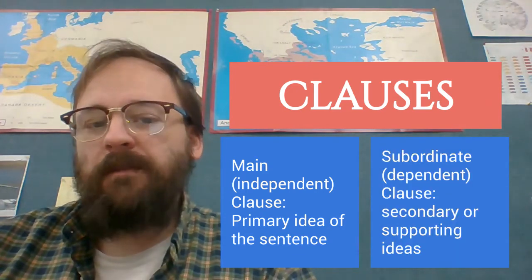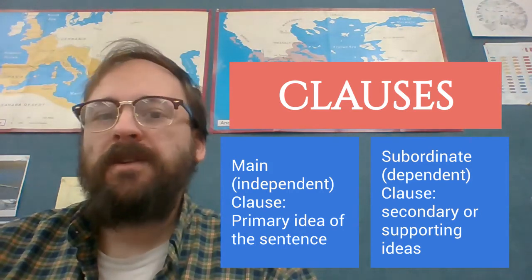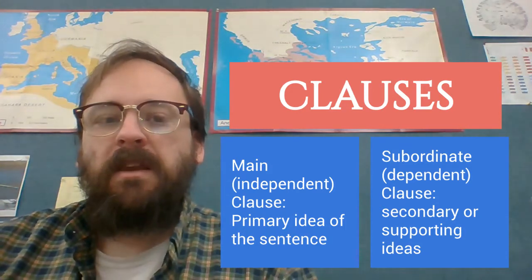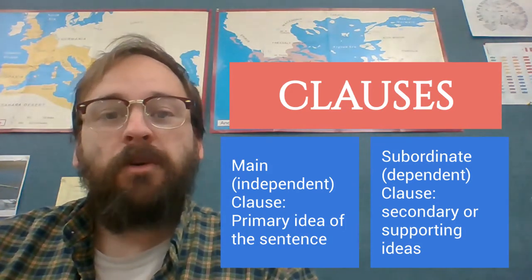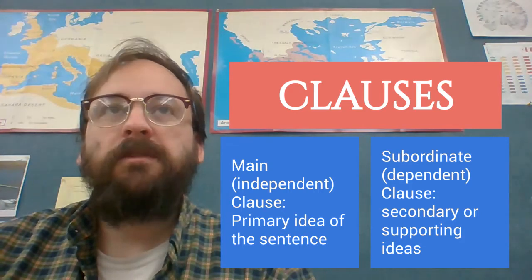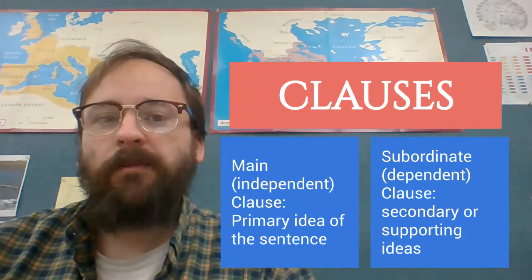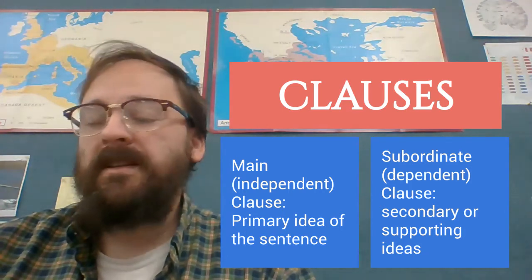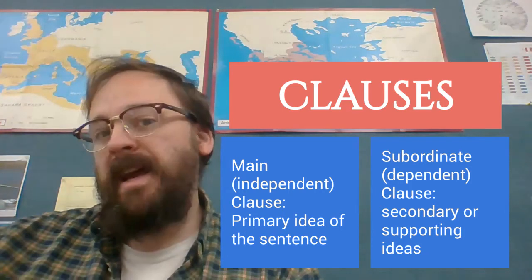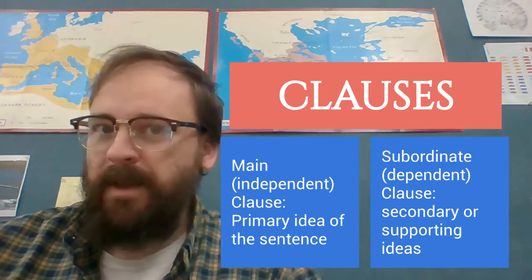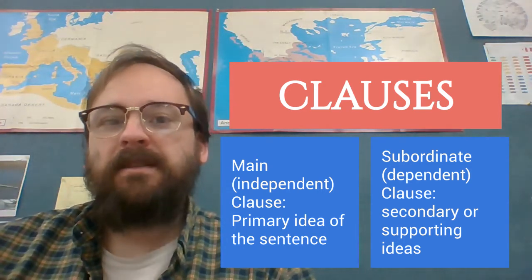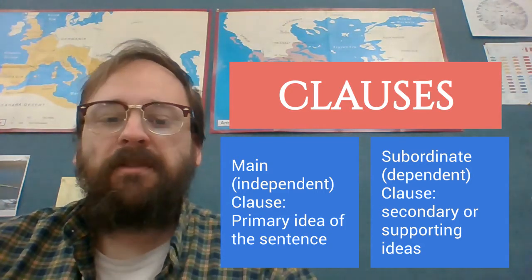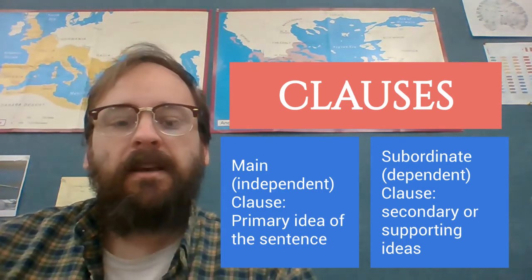And then the other type are called subordinate clauses, sometimes called dependent clauses. In fact, I'll use both of those interchangeably. And these are those supporting ideas. These are the ones that help to flesh out the sentence and make it into a complex sentence. They give us more information about it. These are parts of the sentence that, if you were to take them out and try to make them their own thing, can't be their own thing. They are dependent on the main idea. They rely on the main idea.